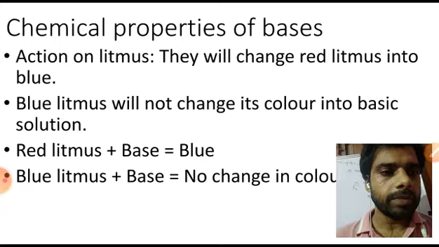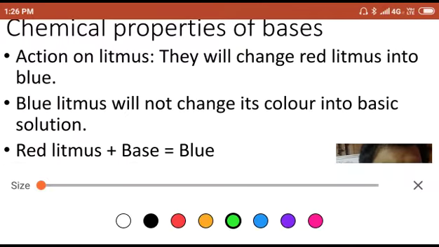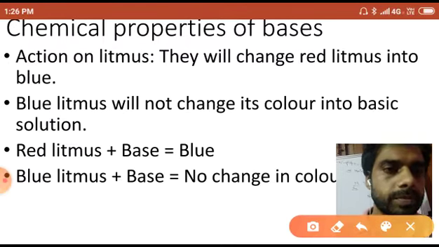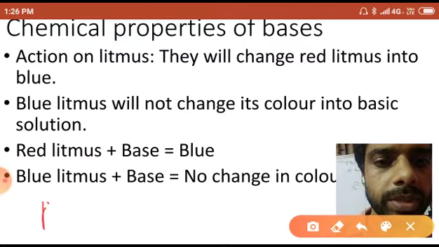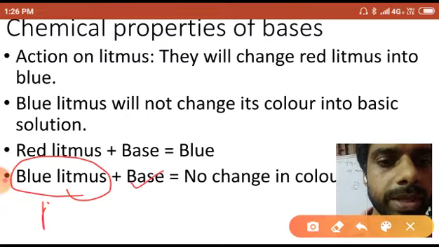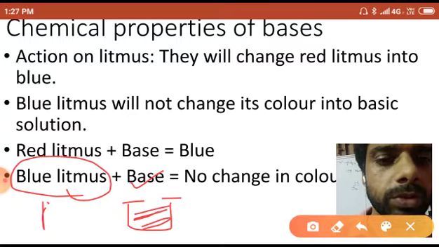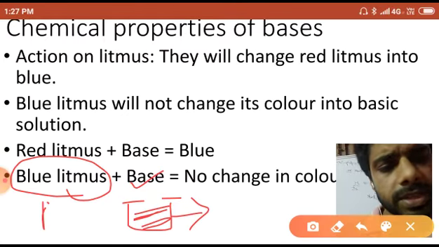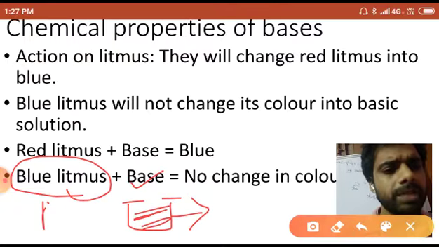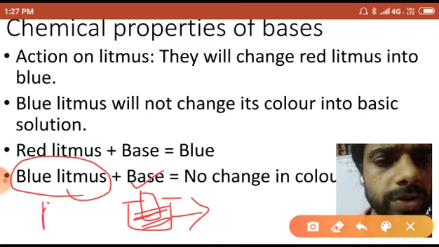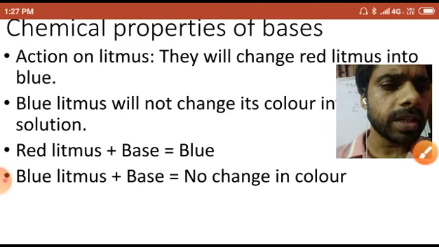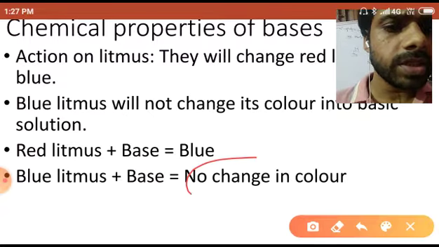So dear students, if I take the example of the blue litmus paper, here it is written blue litmus with base. If I take a beaker with a solution of any base, whether it is NaOH, KOH, or Ca(OH)2, any base in aqueous solution, and I put the blue litmus paper into it, it will not change its color. Here it is written, it will not change its color.